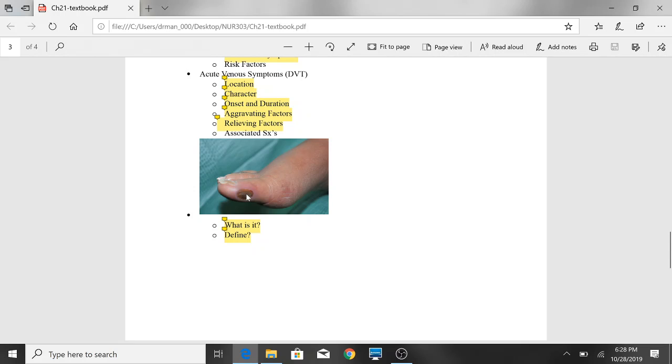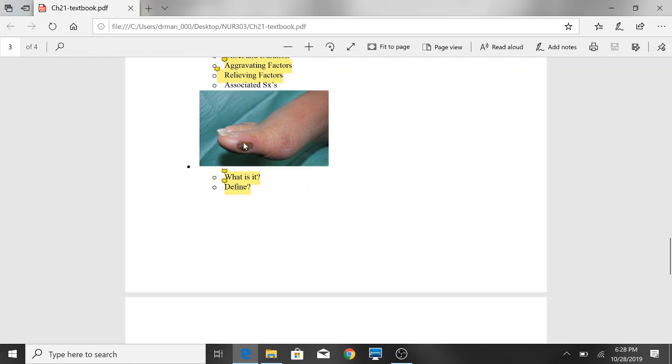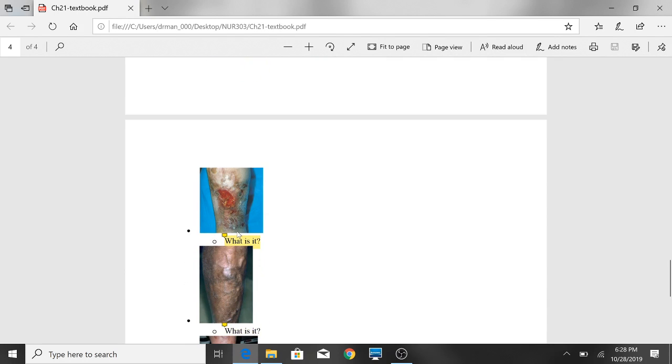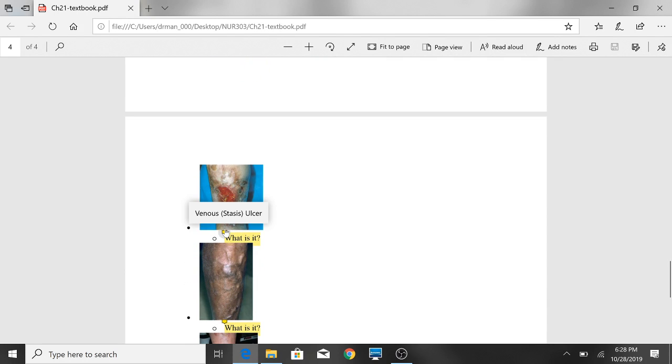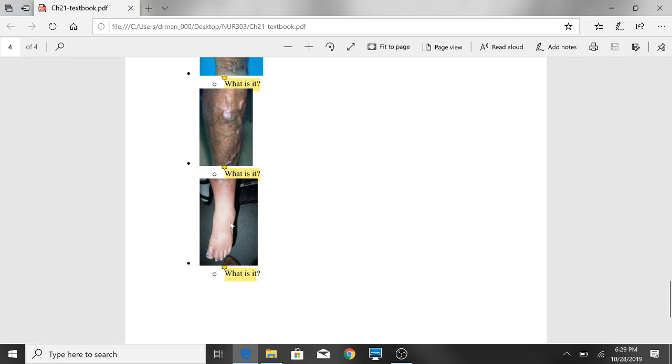So coming to the end, what is this? This is a chronic ischemic ulcer, I do believe. Arterial ischemic ulcer, and it's basically a combination of atherosclerosis, arteriosclerosis. That's how I remember it. So arterial ischemic ulcer. This is a venous stasis ulcer. These are pretty easy, like spider veins, the varicose. And in this, like I said, if you palpate it, the acute venous symptoms, it's calf DVT.